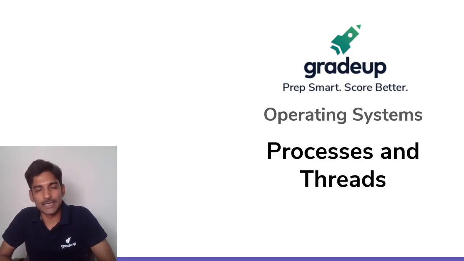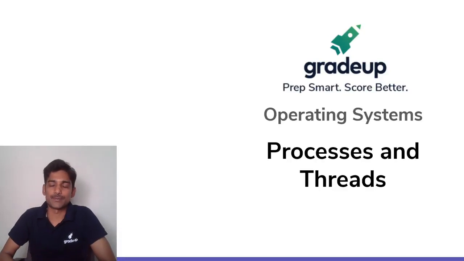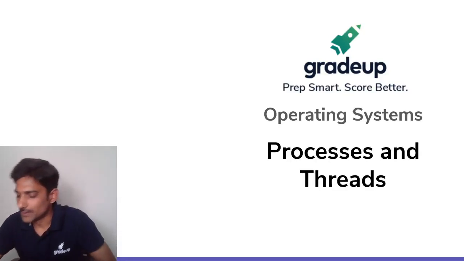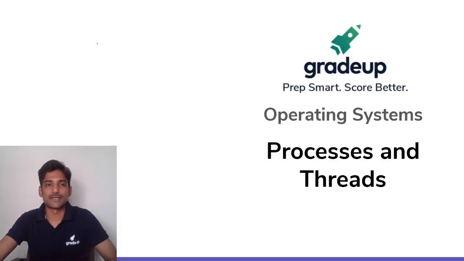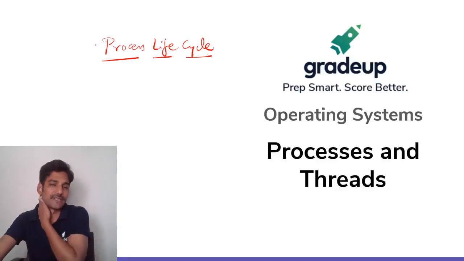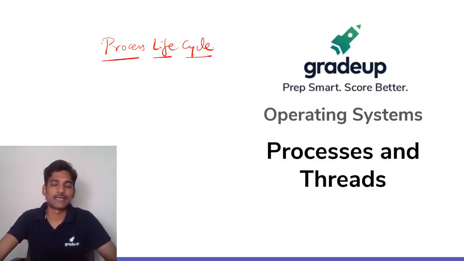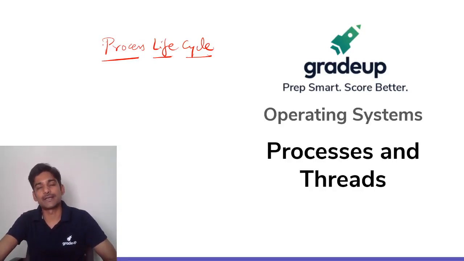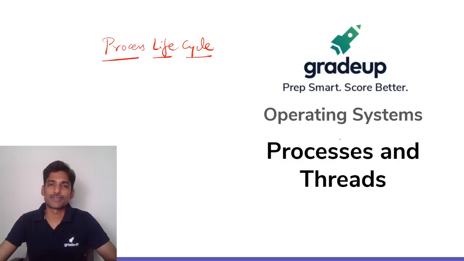So, in the last class, we discussed the process life cycle. What is a process, and in the process life cycle, what are the different stages that it undergoes? We have seen. Today, we will understand more about this process, and along with processes, we will try to understand threads also.